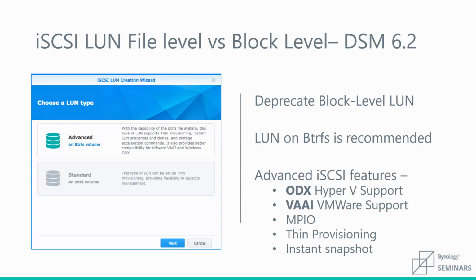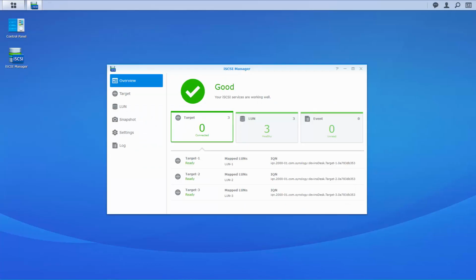Let's take a look at the new iSCSI manager in DSM 6.2 and how to create a LUN. When we first open iSCSI manager, we'll see an overview of our LUNs, targets, and logs. Each card shows information specific to each of these 3, respectively. We can expand upon the information provided in the overview in their respective sidebar tabs, such as the Target tab found directly under Overview in the sidebar.